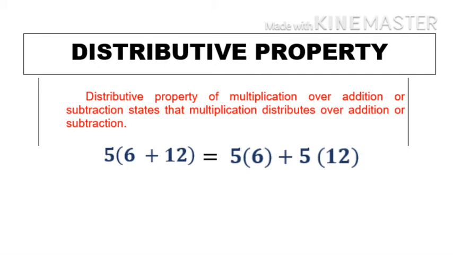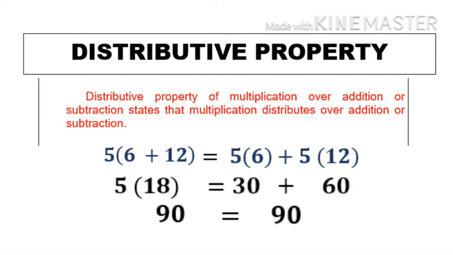On this side first, 6 plus 12, that is equal to 18. 5 times 18, that's equal to 90. On the other side, 5 times 6, that is 30. Plus 5 times 12, that is 60. 30 plus 60, that's equal to 90.